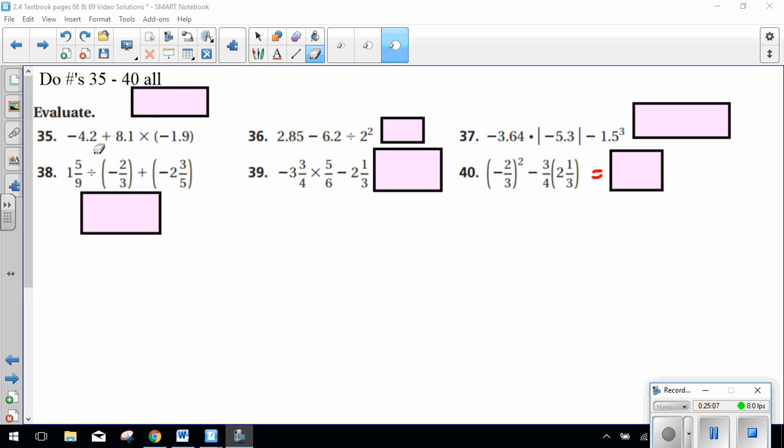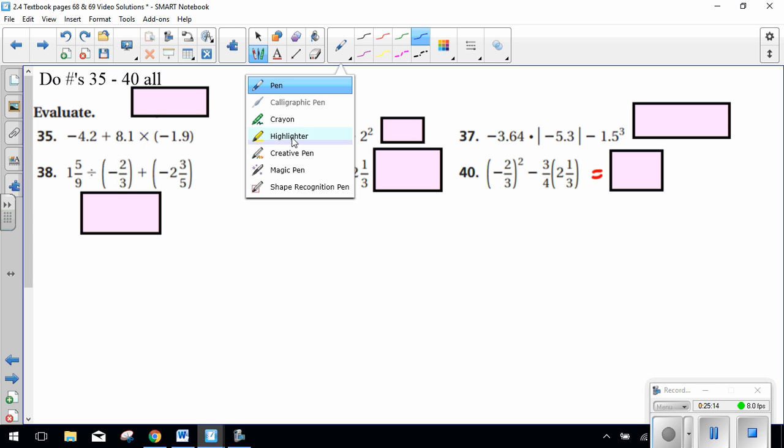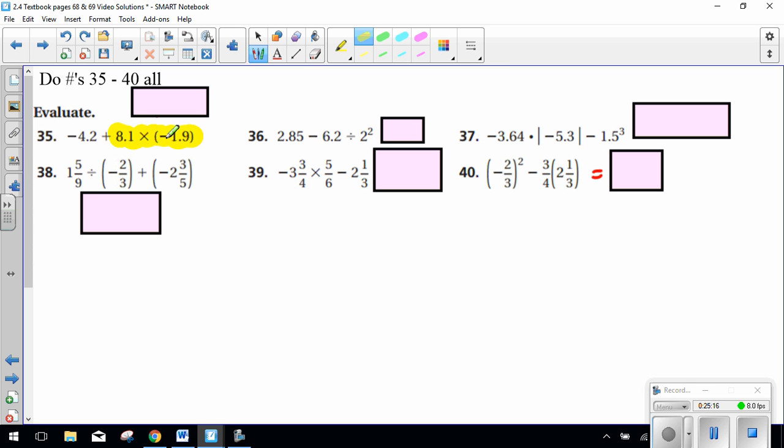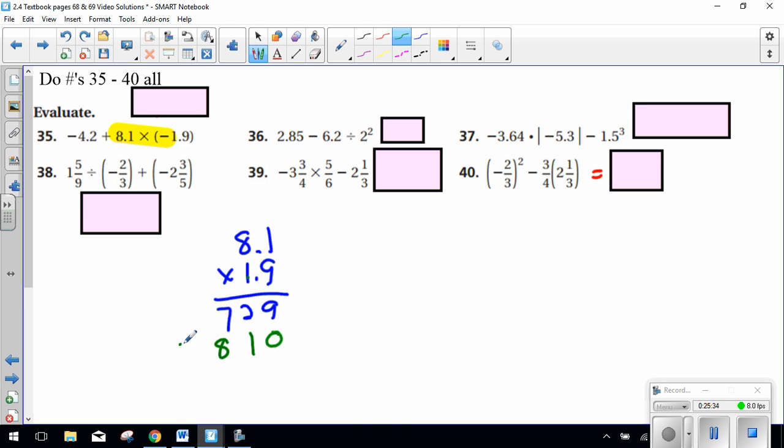Okay, so I see negative 4 2/10 plus 8.1 times negative 9.1. So what I must do here, I must multiply first following order of operations. So I'm going to take 8 1/10 and times it by 1 9/10. So 9 times 8 is 72. I'm done with the 9, I go to the 1. 1 times 1 is 1. 1 times 8 is 8. We get 9, 3, 15.